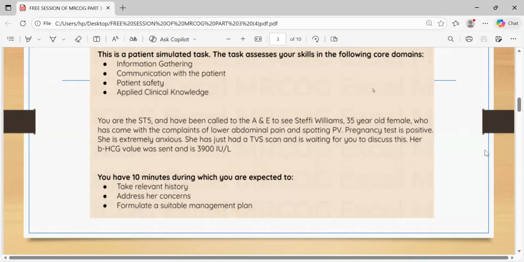My name is Steffi Williams. I am 35. How may I address you? You can call me Steffi. Okay, so Steffi, I believe that currently you are having pain and bleeding, and I can see that you have a scan done and you are here to discuss the same. Am I right? She will say, yes, doctor.